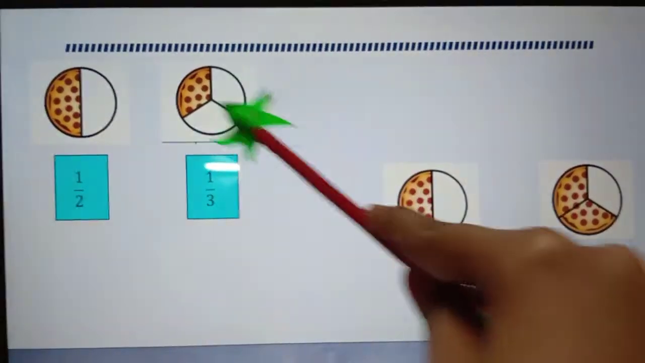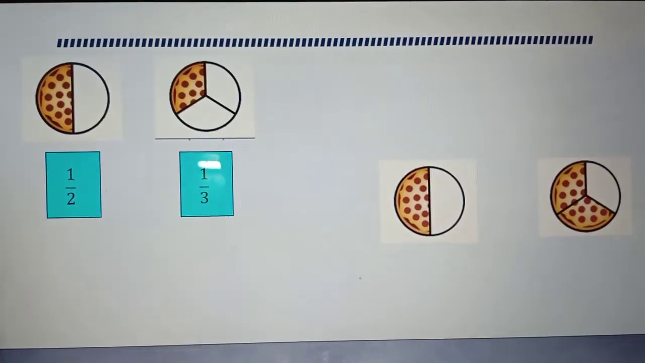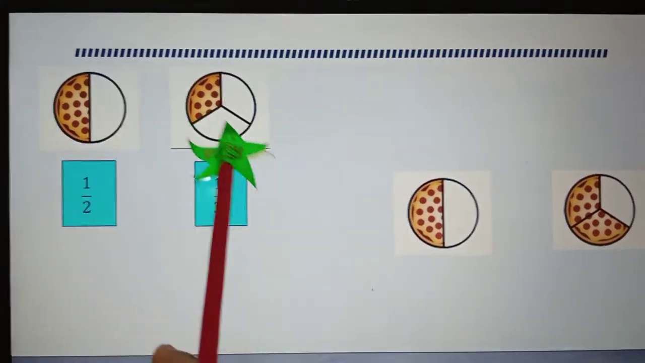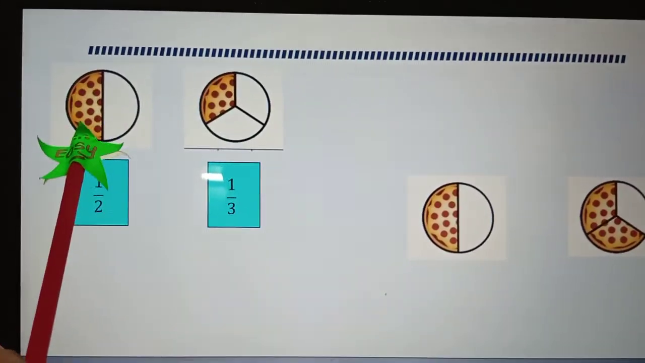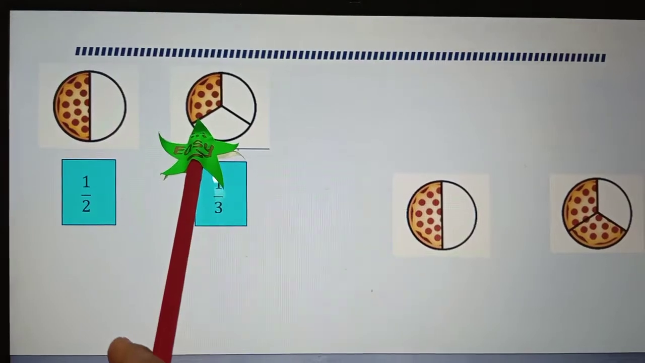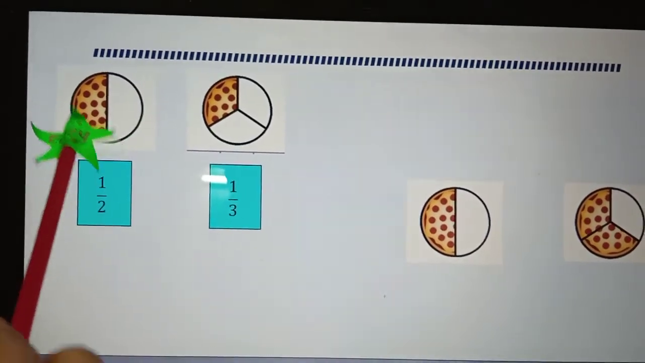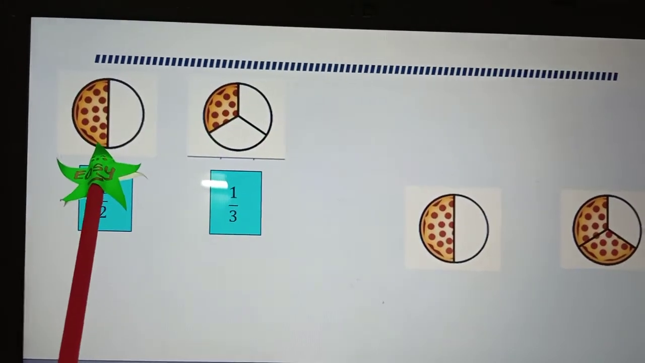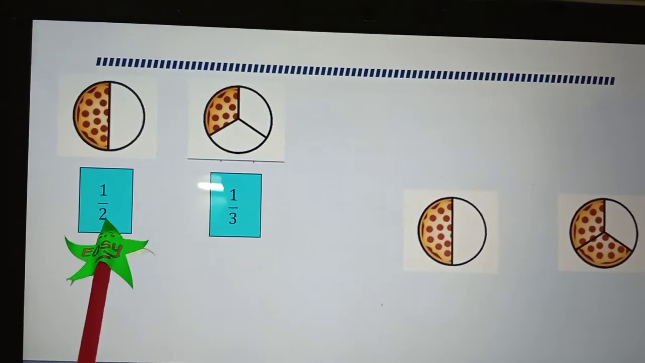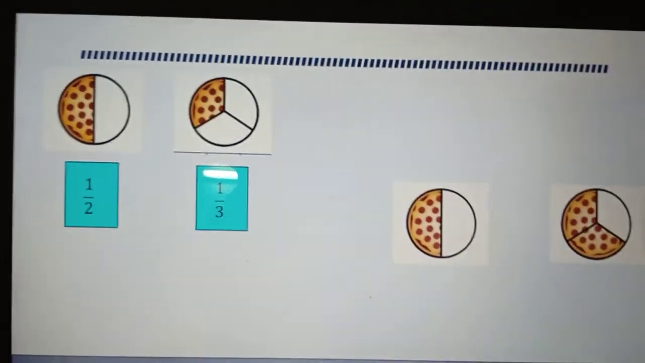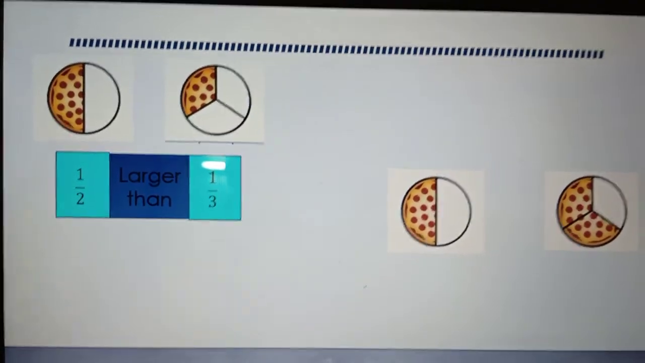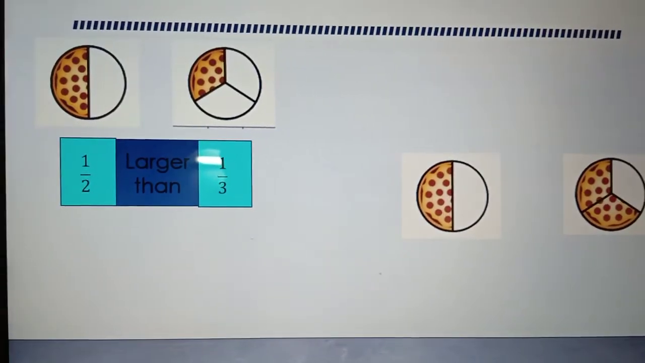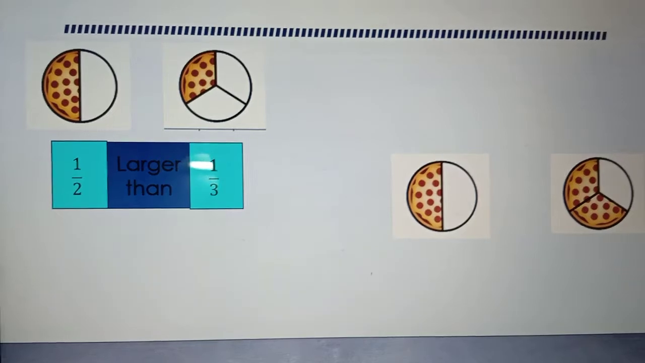1/2. For this one, 1/3. Okay, you compare. By looking at the diagram, by looking at the picture, you know this one is more or less than this pizza. You see, can you compare? More or less? More, isn't it? Okay, so 1/2 is larger than 1/3.